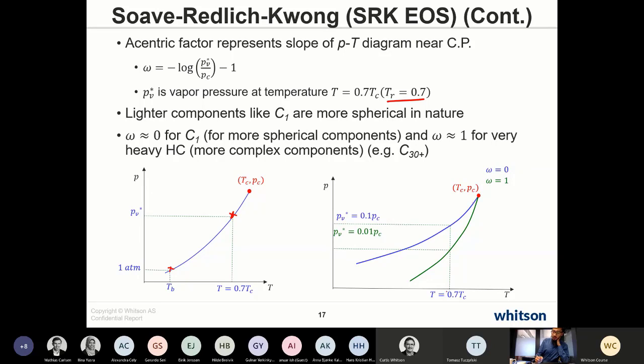Here you can see two components. Just for illustration purposes, we are assuming that the two components have the same critical point. But at this temperature here, how rapidly is the decrease in the vapor pressure? Here the vapor pressure has decreased to 0.1 of the critical pressure, and here it has decreased much more, which is 0.01 PC. In that case, the eccentric factor would be a 0 value. For this compound, it would be a value of 1.